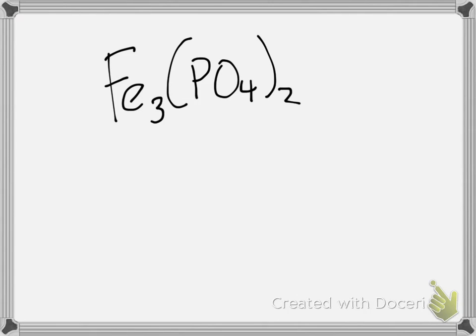What's that compound called? Phosphate. Iron 2 phosphate, right. So, what is the molar mass of iron 2 phosphate? Go.